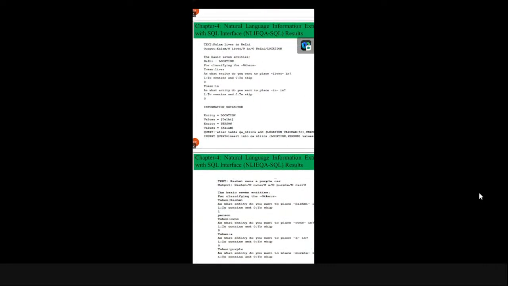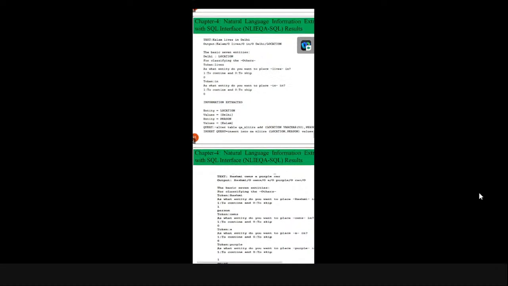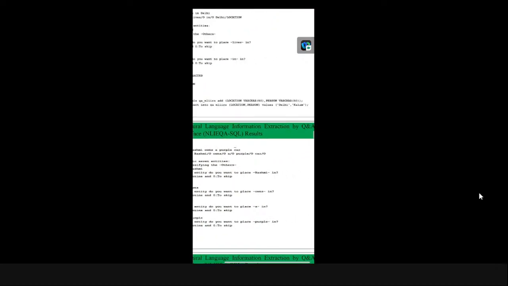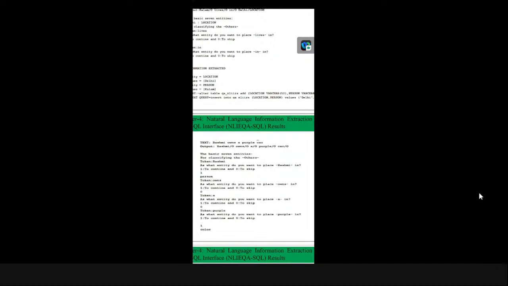So now the information extracted is, you can see here, entity is location and the entity value is Delhi. Now the second entity is person and the entity value is Kalam. So now, since it is a hybrid structure, the system fires a query, that means alter table QANLIIRS and add location varchar 50 and person varchar 50, and the values added to the location as well as the person are Delhi and Kalam that you can see here.